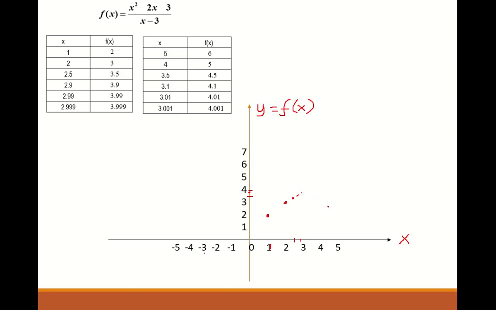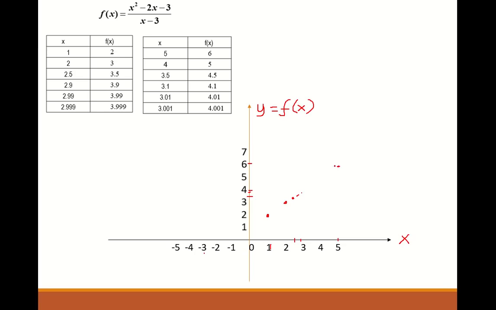This is just approximate. And then for the next table, when x equal to 5, we have f of x equal to 6. So this is our f of x equal to 6 when x equal to 5. Just draw a vertical line and a horizontal line. The intersection would be the point. So we have the point here.